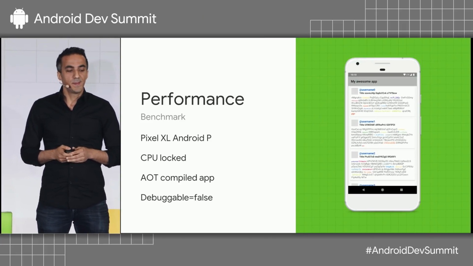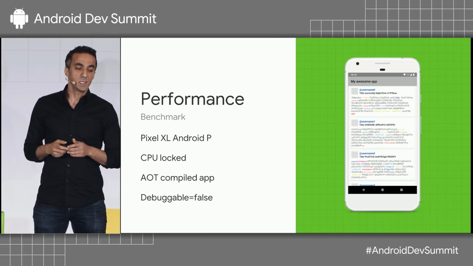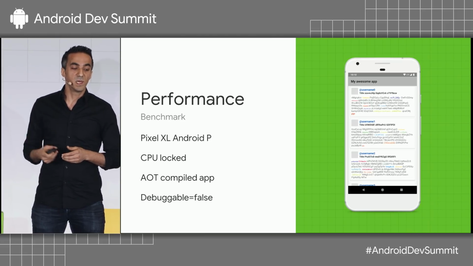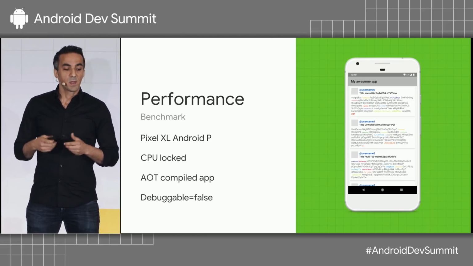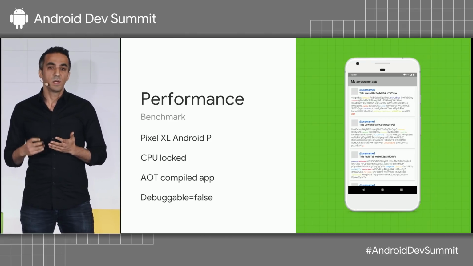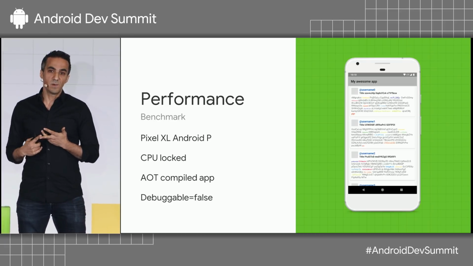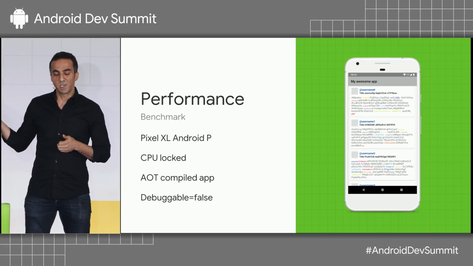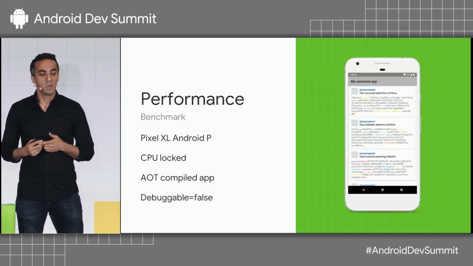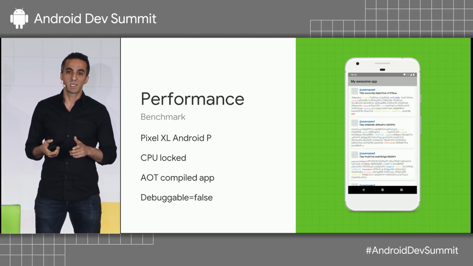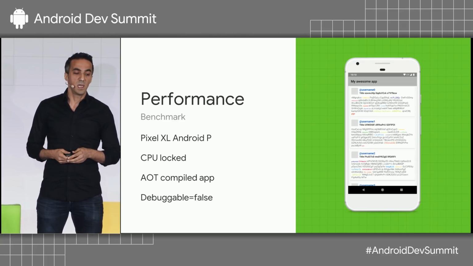In order to have consistent numbers or repeatable measurements, I locked the CPU, I ahead-of-time compiled my benchmark app, and I set debuggable false. And these numbers that we will see soon are for a Pixel XL that is running Android P.